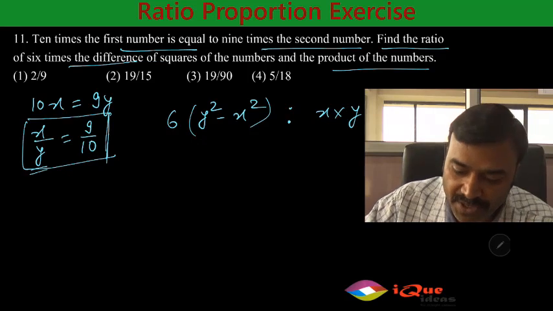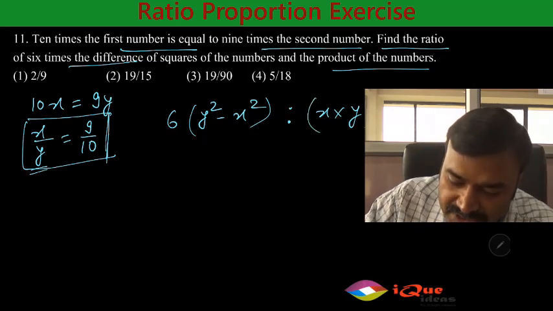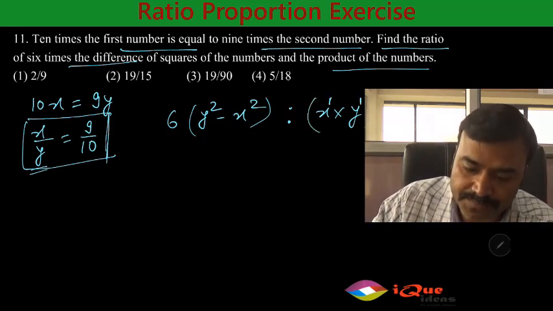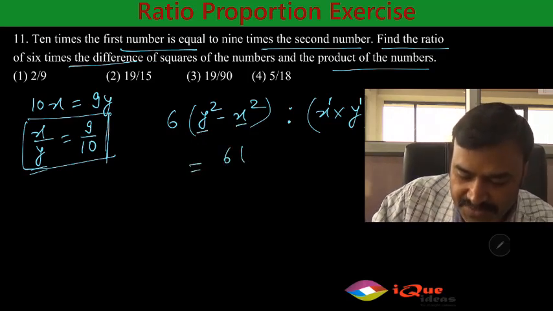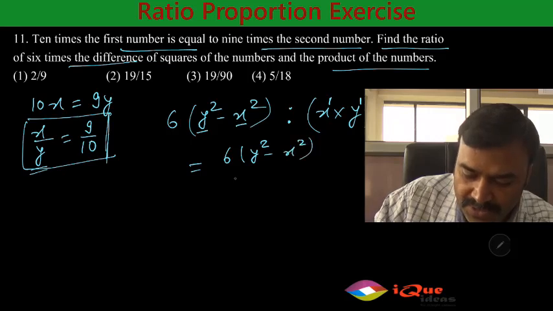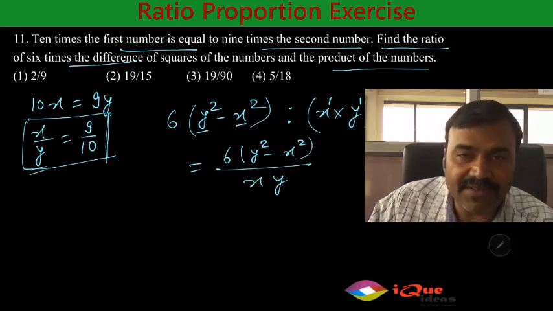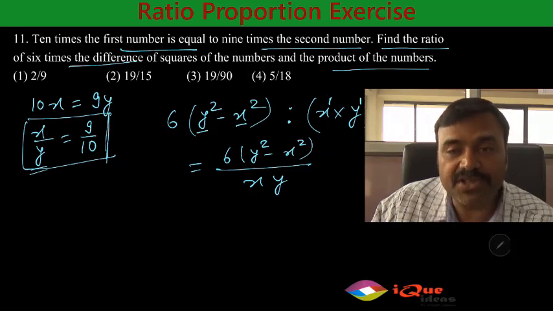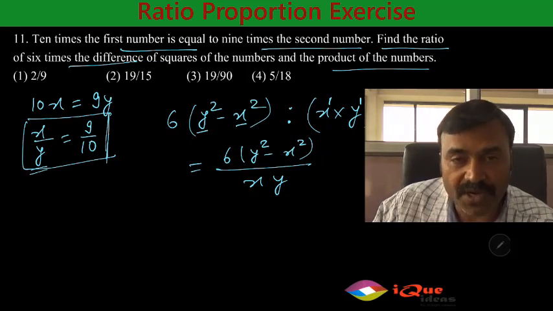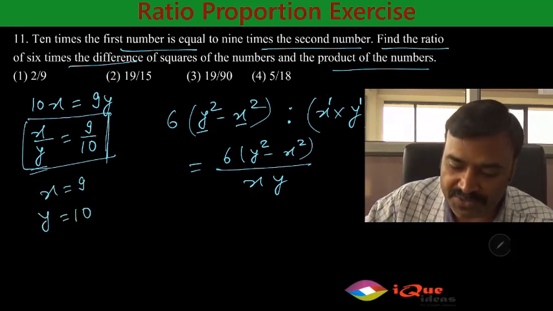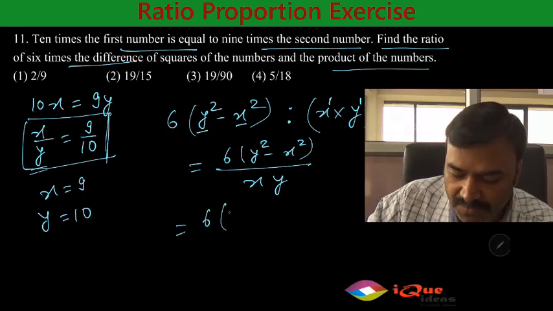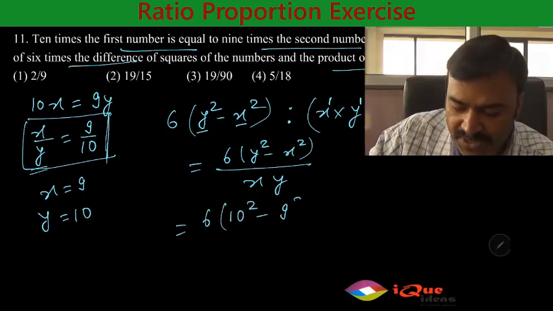Alright. Here you see the degree of x into y is 2 because x to the power 1 plus y to the power 1. Y square degree is 2, x square degree is 2. So we can write it as 6 times y square minus x square divided by xy. The simple condition is that the degree of each term should be the same in numerator and denominator both. Here it is same. So we can directly take x equal to 9 and y equal to 10. Just put the values here. So it is 6 into 10 square minus 9 square divided by 9 into 10.